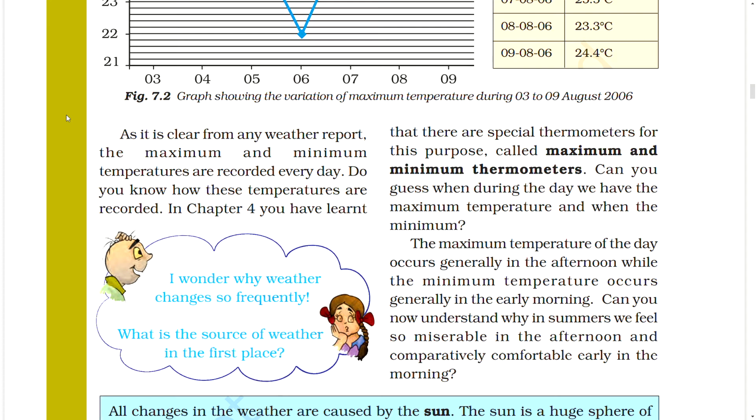Can you guess when during the day we have the maximum temperature and when the minimum? The maximum temperature of the day occurs generally in the afternoon while the minimum temperature occurs generally in the early morning. Can you now understand why in summers we feel so miserable in the afternoon and comparatively comfortable early in the morning?